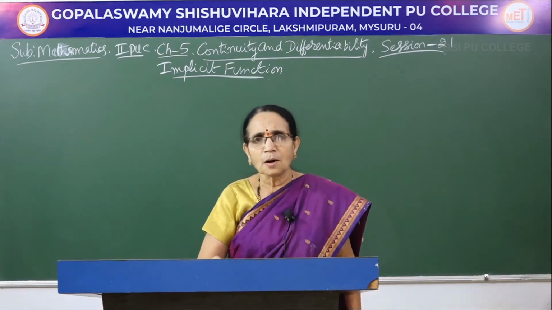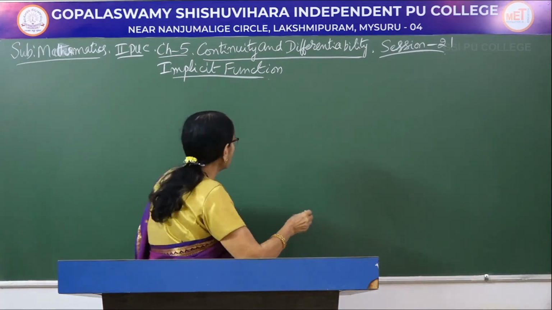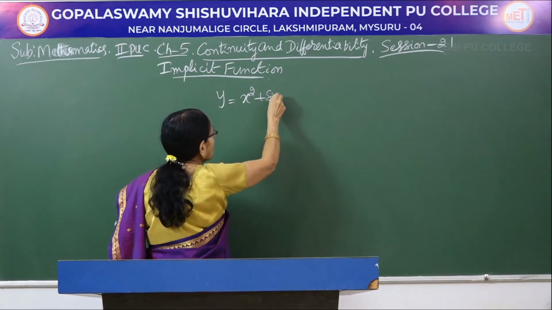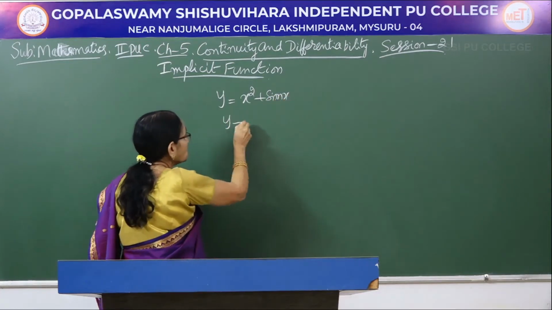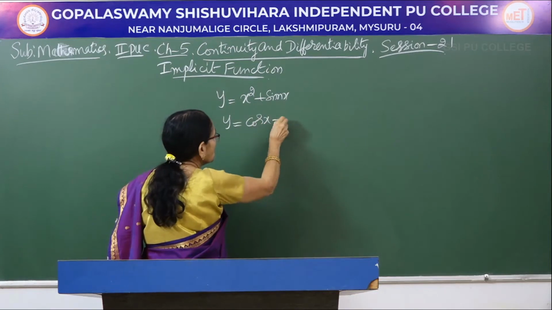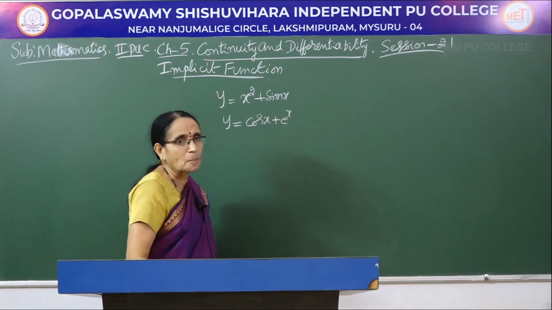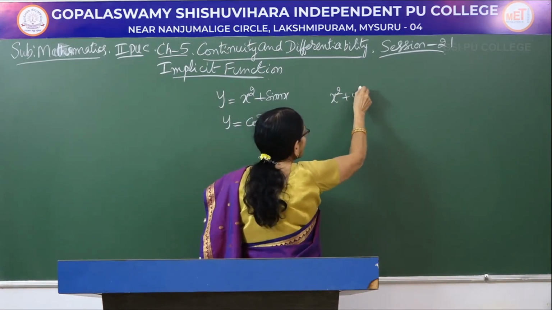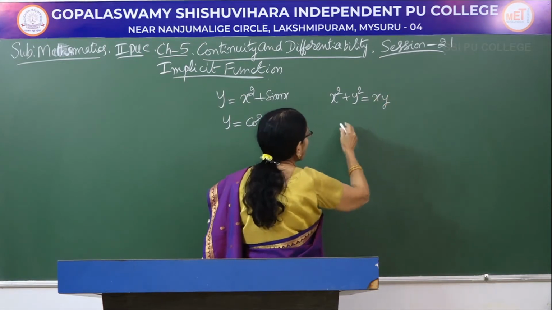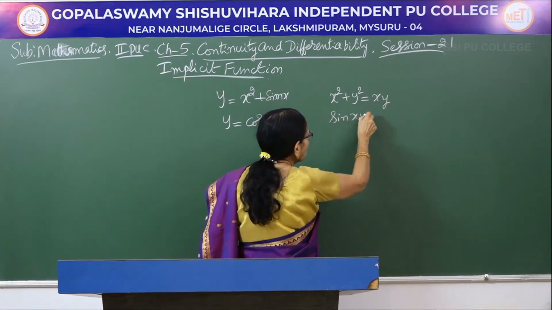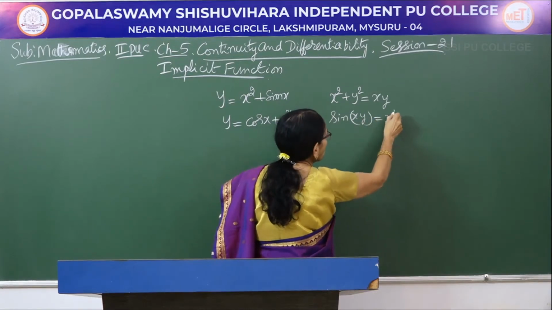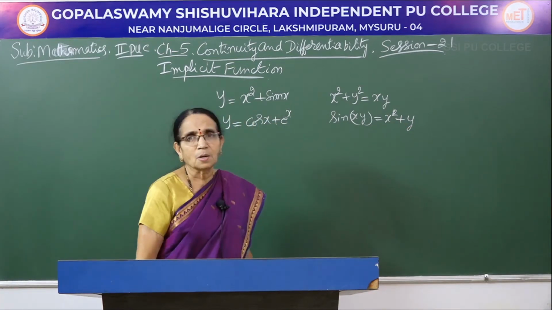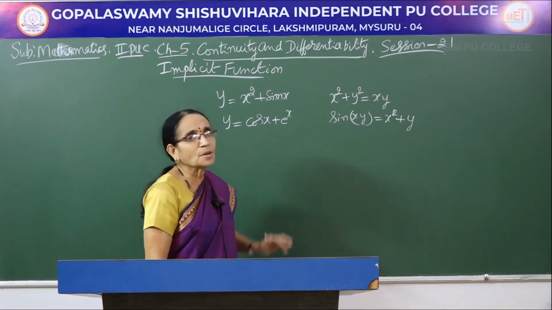So far the functions that we have considered were like this. Say y is equal to x square plus sin x, or y is equal to cos x plus e to the power x, something like that. Now, I am considering another type of function, x square plus y square equal to xy. Sin of xy is equal to x square plus y, etc. Now, I have considered here two sets of functions. Let us see the difference between them.